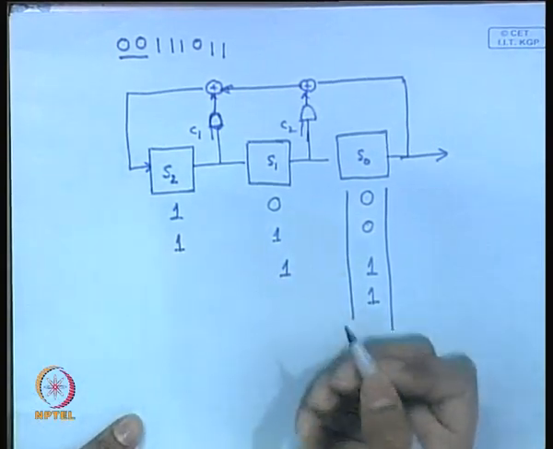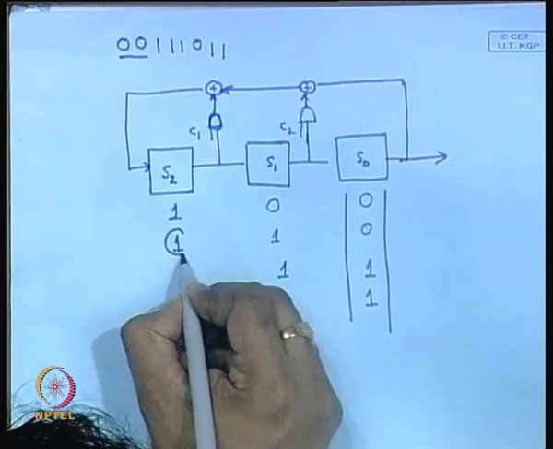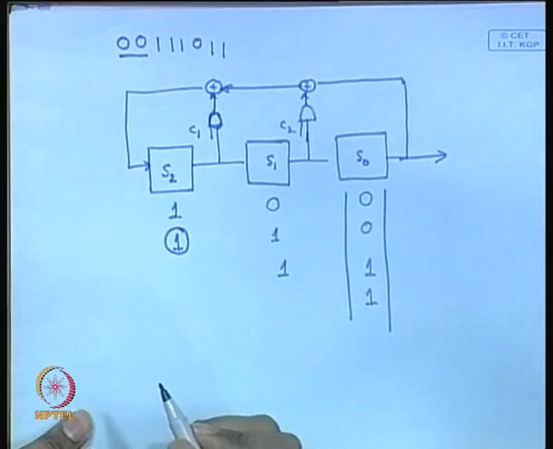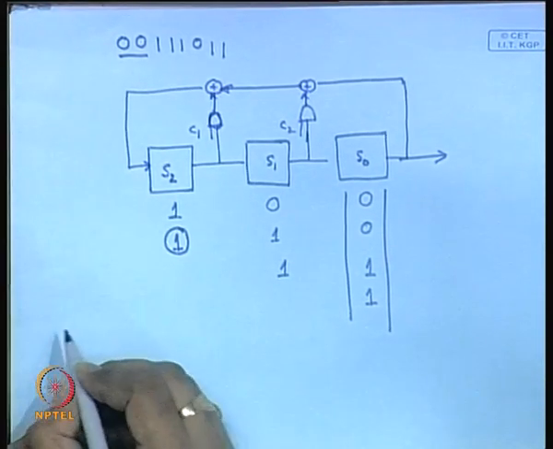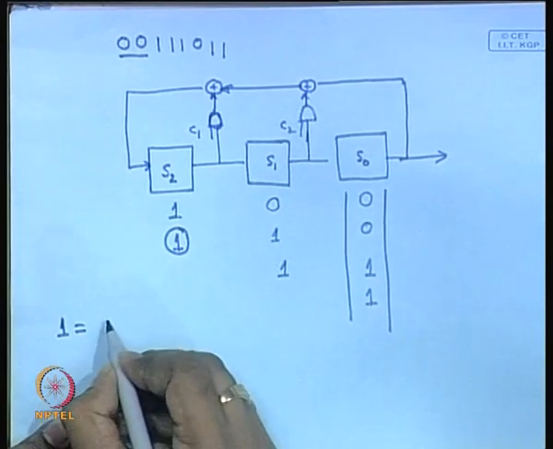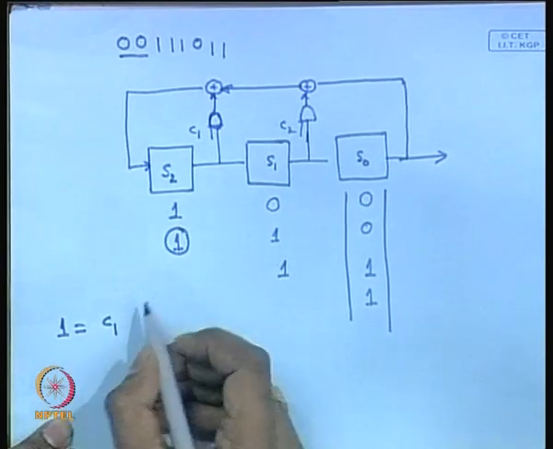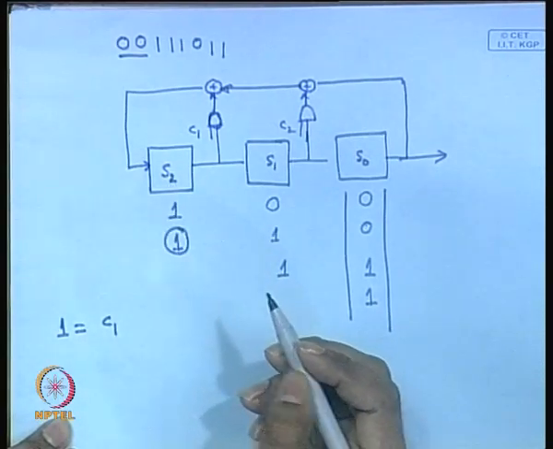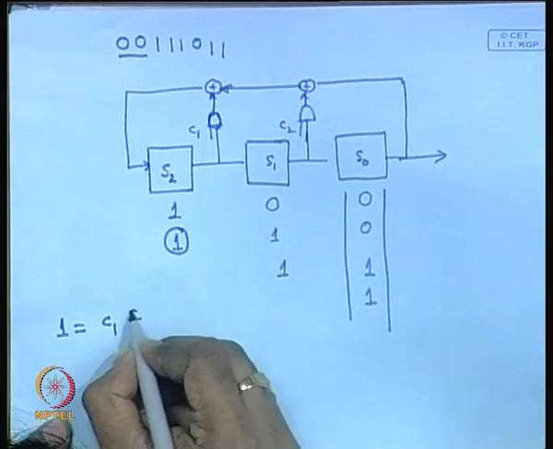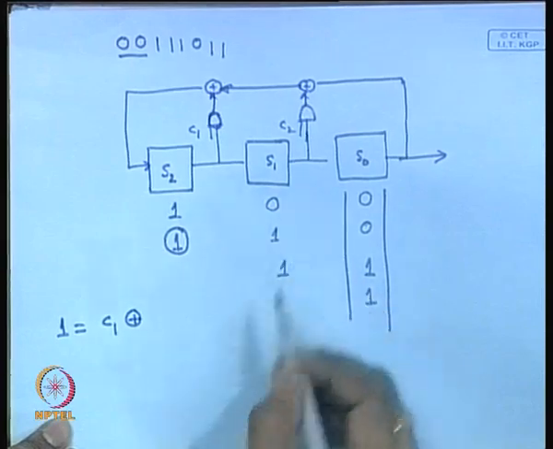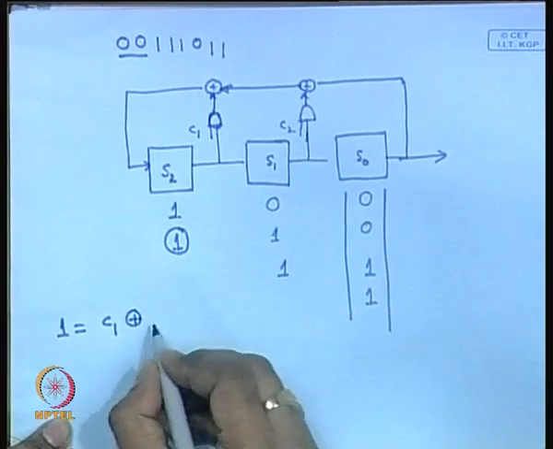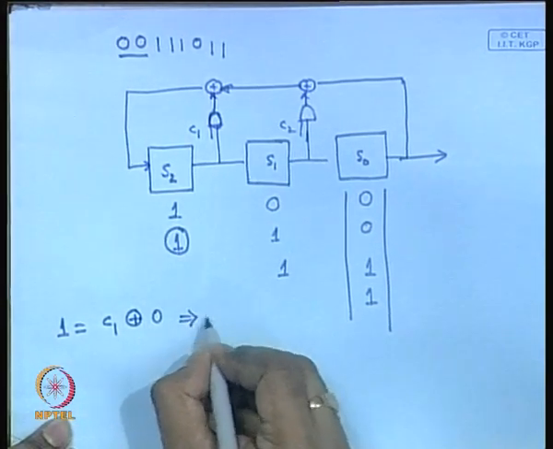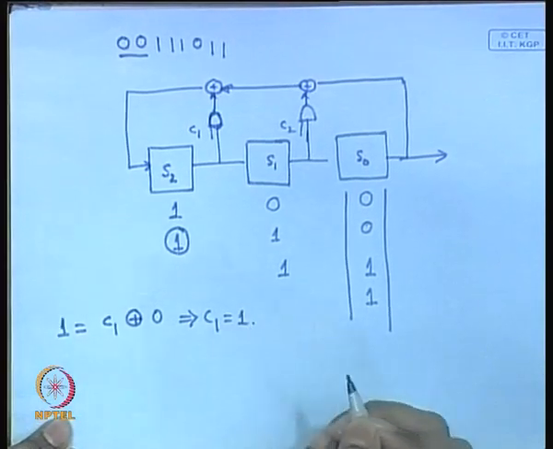Therefore, I can write some equations. I know that the next thing which is to be fed back is 1. So, immediately I know that 1 is equal to C1. What is the corresponding value here? Yes, this is 1 here, C1 XORed with 0, and this is 0. So, this is 0. That means C1 is equal to 1.